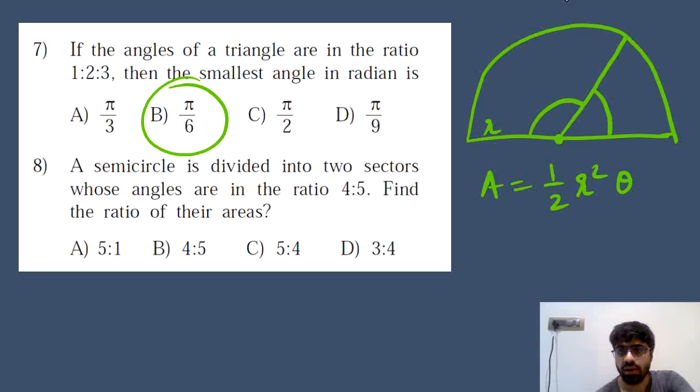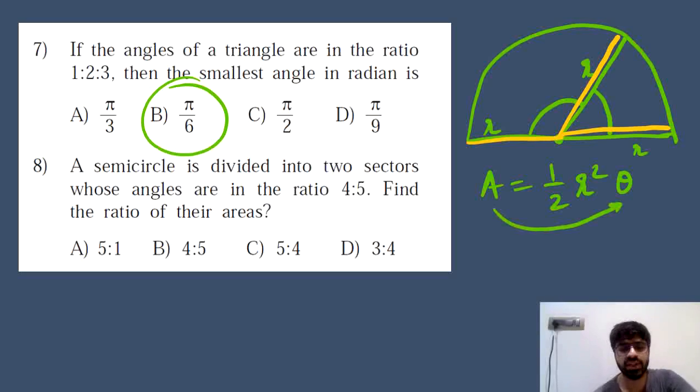If this is R, this is also R, and this length will also be R. In short, the radius for both the parts is anyway the same, and that is why area depends only upon theta. You can say because area is proportional to theta, A1 upon A2 will be theta 1 upon theta 2. So if the angles are in the ratio 4:5, areas will also be in the ratio 4:5.